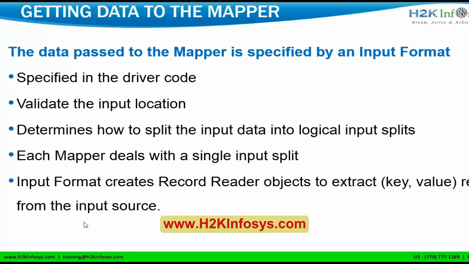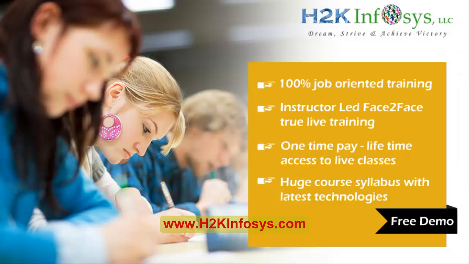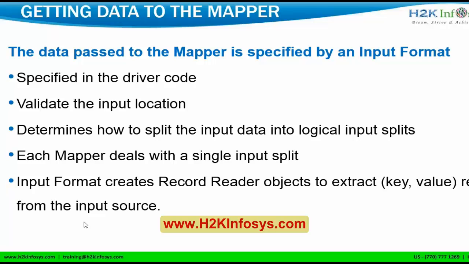The data passed to the mapper is specified by an input format, and this input format is specified in our driver code. In our driver code, we are setting up the mapper class name, reducer class name, my input format, my output format, the key and value output formats from my mapper class, and then key and value outputs from my reducer. So these are the things I am going to give in my driver class, right? At least these are the mandatory things. Apart from that, we can give many other things, like I can specify my own partitioner, or my own combiner, or whatever it might be. But the mandatory ones are those which I told you.